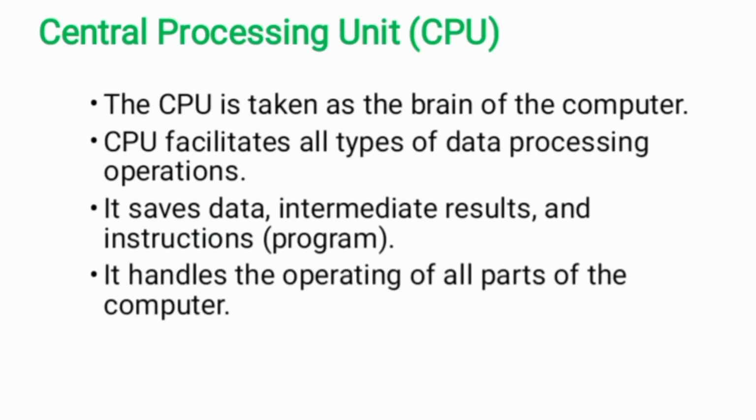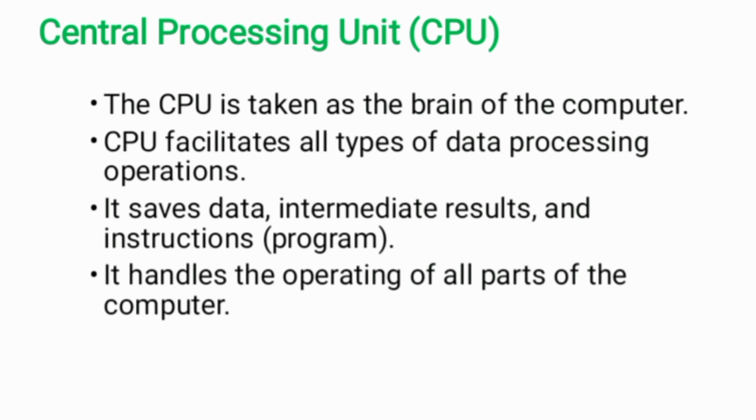Next, central processing unit. The central processing unit or CPU is also known as the brain of the computer. CPU executes all types of data processing functions. It saves data or intermediate results or instructions, that is the program, and controls the operation of all parts of the computer.